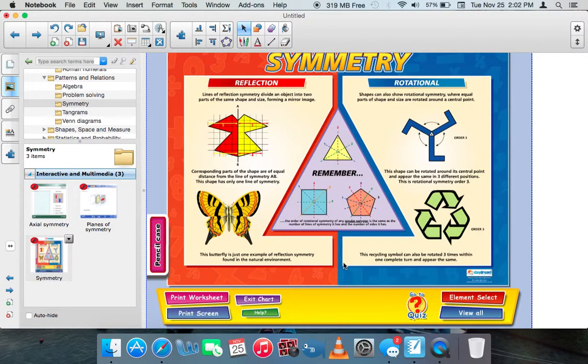Let's go back to the chart. Okay. We're done with the lesson, so I'm going to hand out a worksheet for you guys to complete about symmetry.